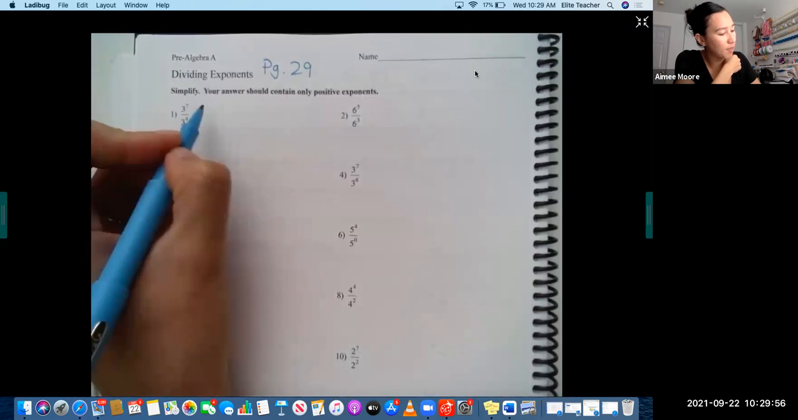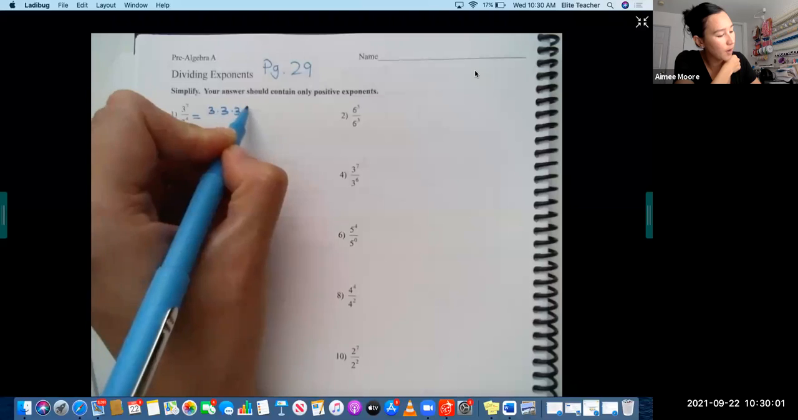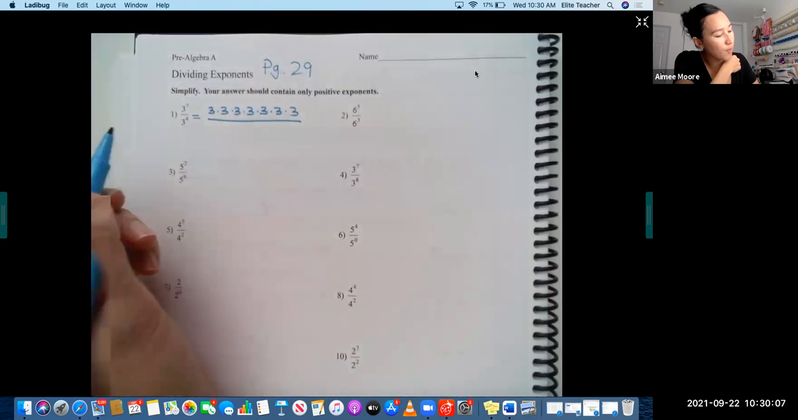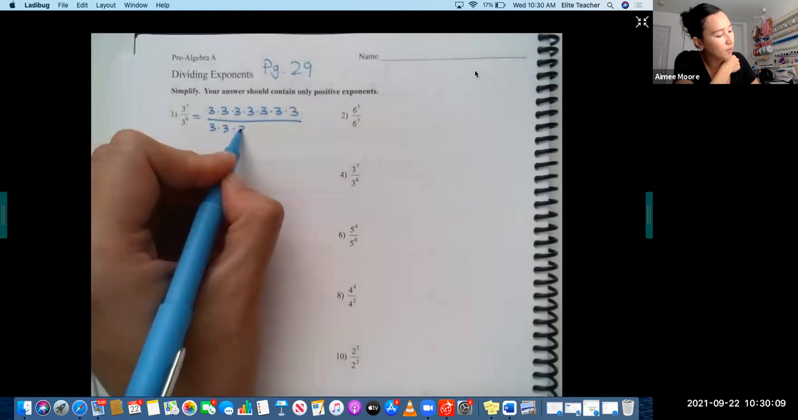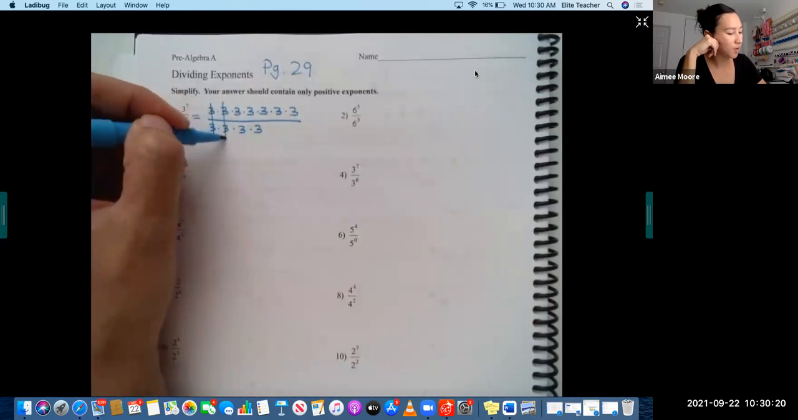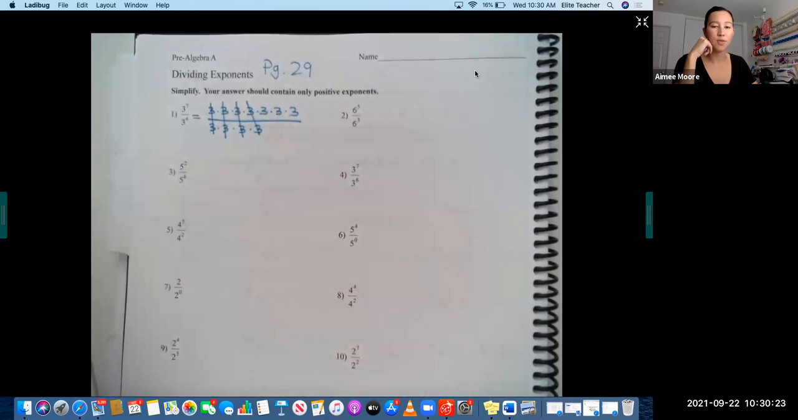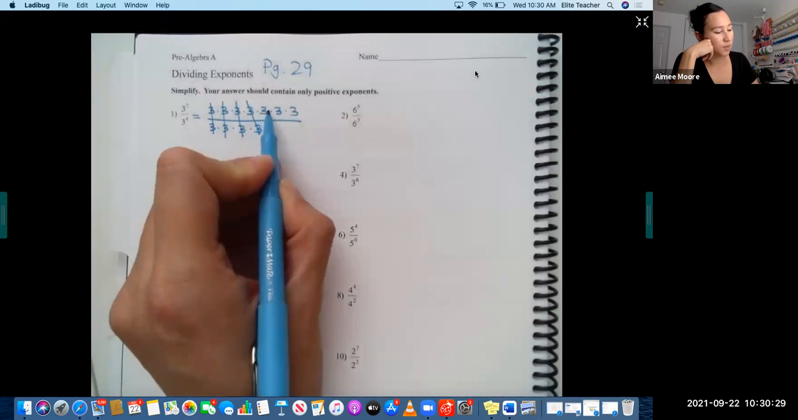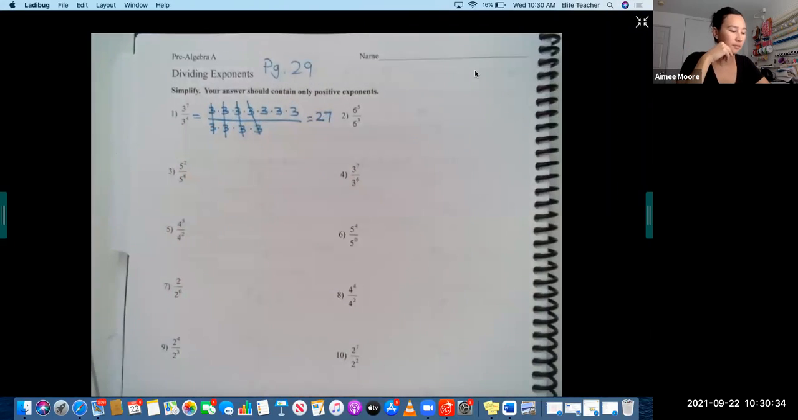So 3 to the 7th power, that's 3 multiplied 7 times: 1, 2, 3, 4, 5, 6, 7. Divided by 3 to the 4th power: 1, 2, 3, 4. So there's our expanding. Next, we find ones. So 3 divided by 3, 3 divided by 3, 3 divided by 3, and 3 divided by 3. And so our answer is 3 times 3, which is 9, times 3, which is 27.